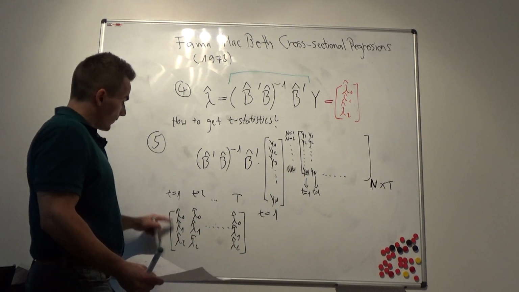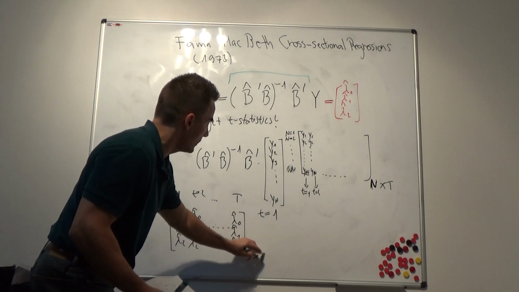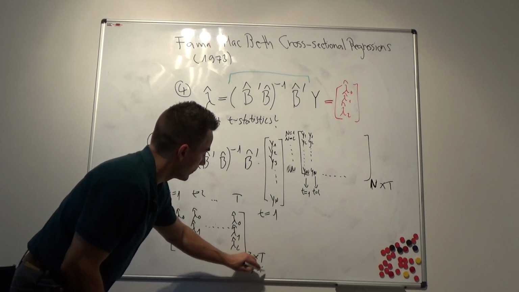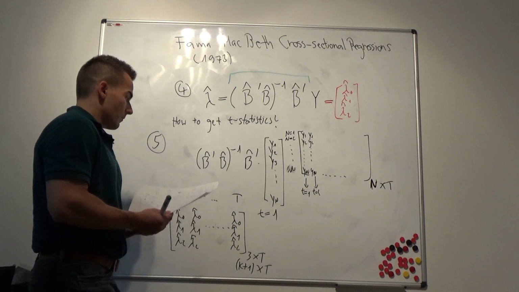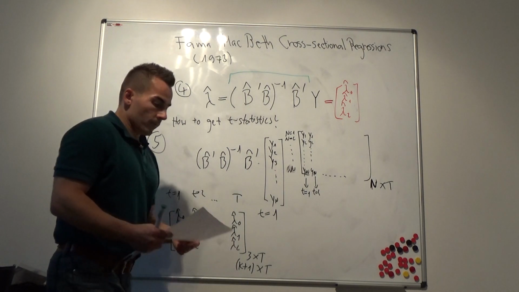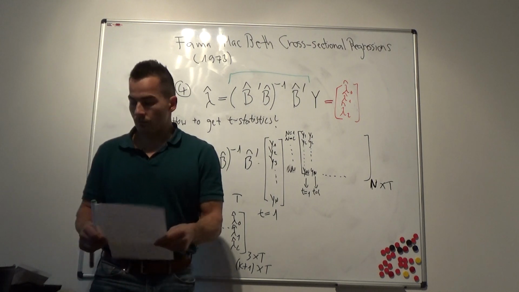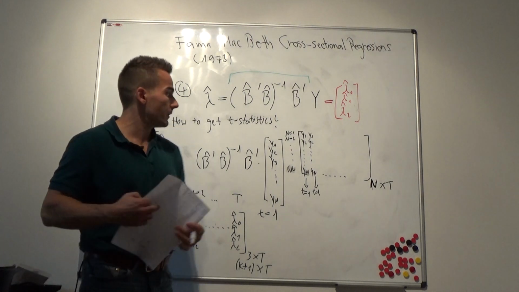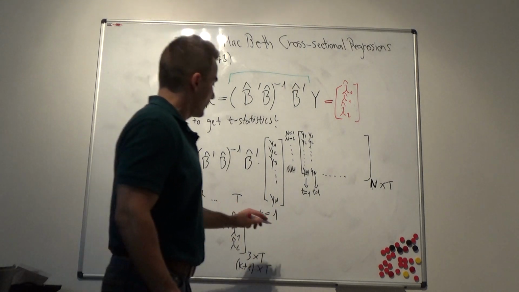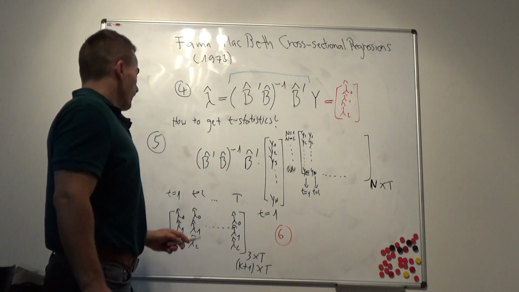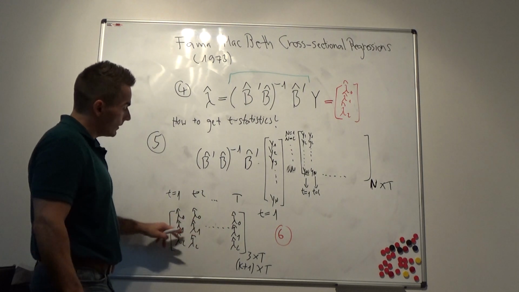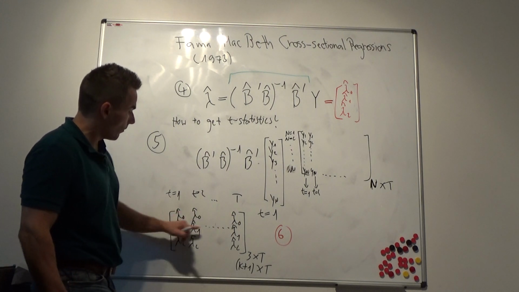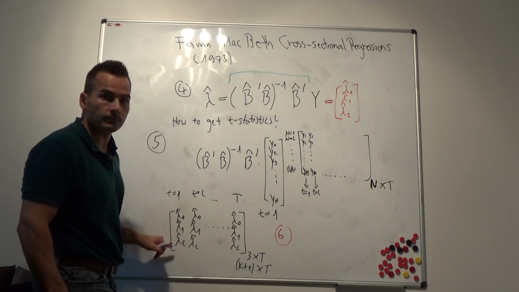And what we get is obviously a 3 by T matrix. Or in general, it's K plus 1 by T. Okay? So the only thing that we then need to do, the sixth step basically, is that we have now here the evolution in each row. Now we have the evolution of the corresponding lambda across time.